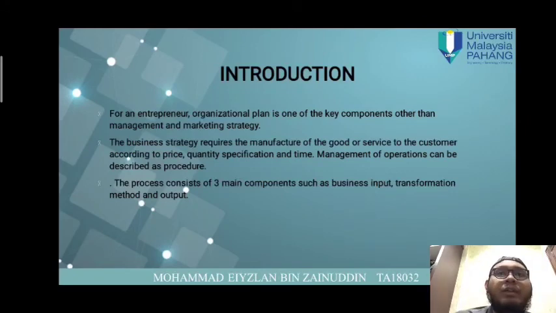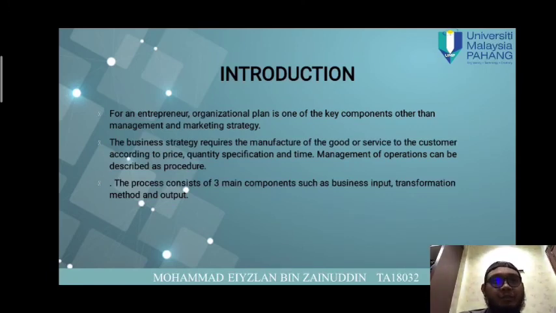For an entrepreneur, the operation plan is one of the key components other than management and marketing strategy. The business strategy requires the manufacture of the good or service to the customer according to price, quantity, selection, and time. Management of operation can be described as a procedure. The process consists of three main components: business input, transformation method, and output. So, move on to the next slide.